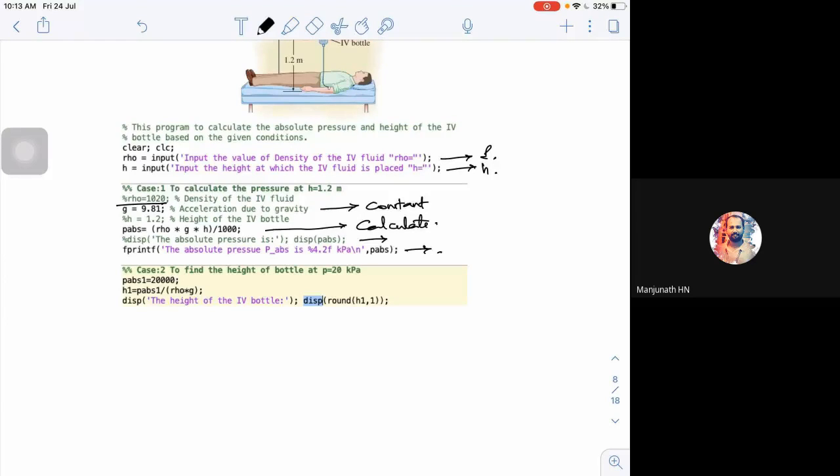Okay, first thing. Maybe if I take the second case where I'm trying to input the absolute pressure, you can write the input command, or you can input the value of the absolute pressure in kilopascals or pascals, whatever it may be. Then I can calculate the H. So what is the formula? H will be P by rho into G, where rho is the input, already we have, G is there, so I can calculate the H and get the display.